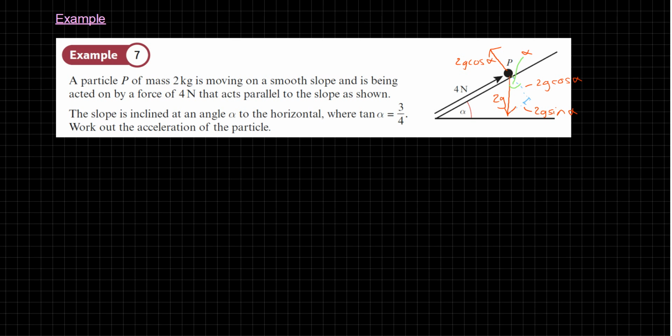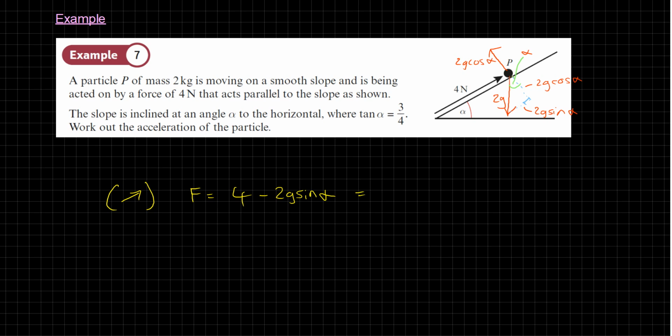Okay, and then the question is, what's the acceleration? So we're going to resolve up the slope. We don't actually know if it's going up or down the slope. We'll find out. It depends on if we get a negative or positive answer. Let's say up the slope. What's the force going up the slope? We've got 4 newtons going up. And we've also got this 2g sine alpha going down.